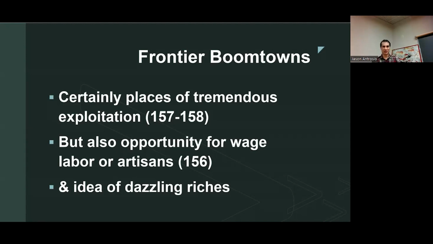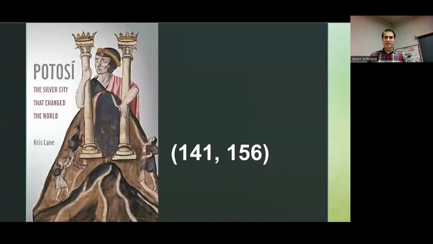Yeah, no, good point. So we have again this period of relative stability. There are things that happen that Chris Lane, and I mentioned this before, talks about more in his book, which came out after this. Maybe he was saving it for his later book, The Silver City That Changed the World. He talks a little bit about Potosi in this chapter, or they do.